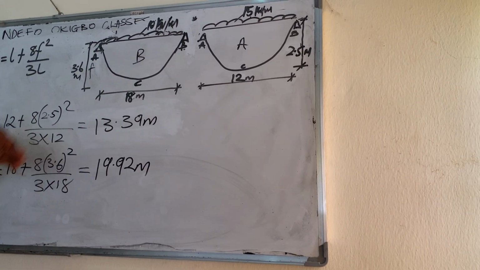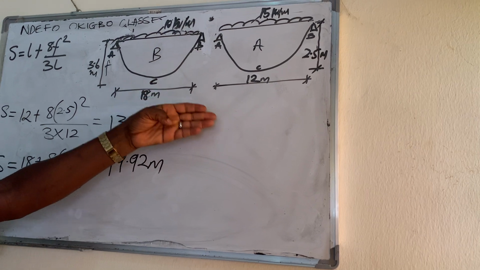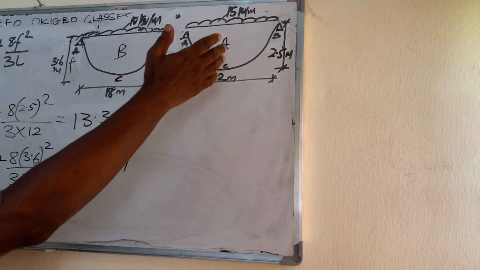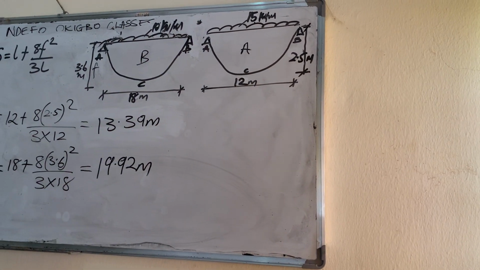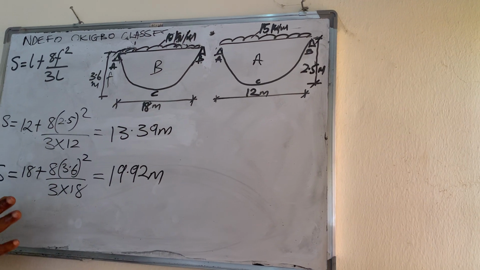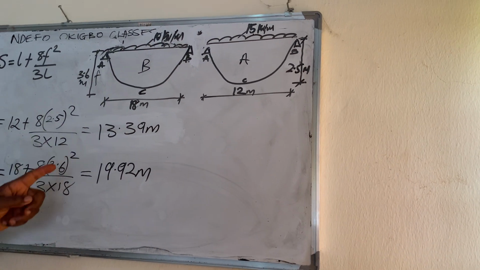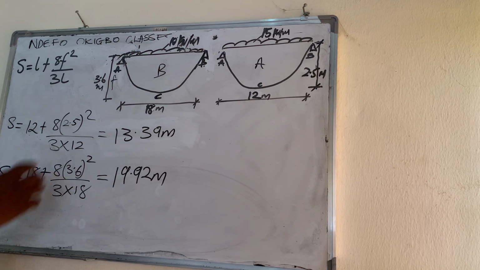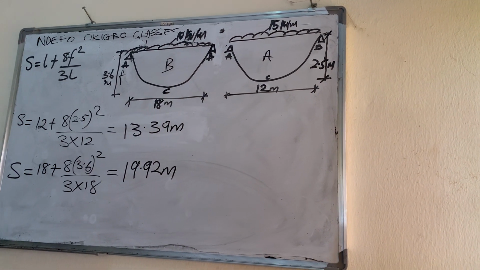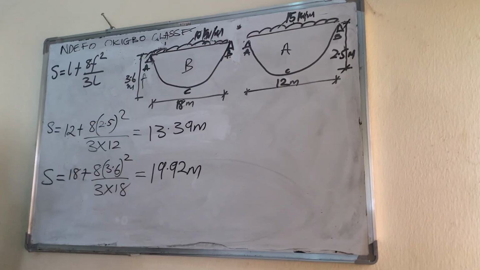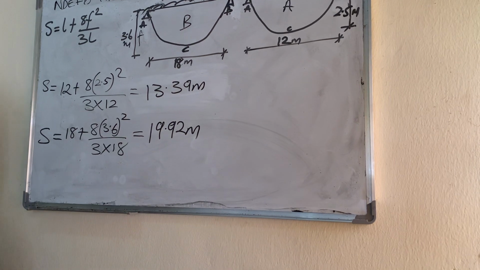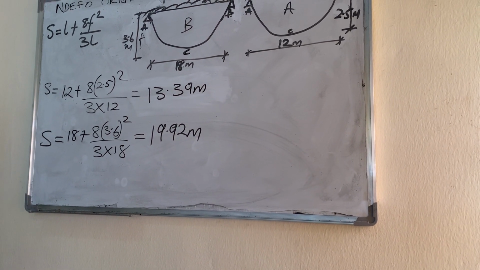So I've been able to get the length of cable required to carry a UDL over a given span. In case A, over a span of 12 meters with a sag of 2.5 meters, the length of the cable that will be required is 13.39 meters. For cable B, which is going to cover a span of 18 meters with a sag of 3.6 meters, the length of cable that will be required is 19.92 meters.